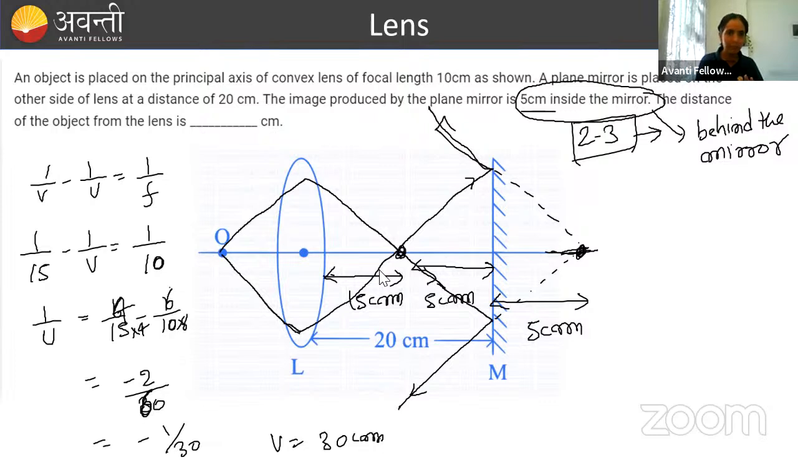And after you are done with that, you need to understand the language of the question. Language doesn't mean I'm talking about English. Here in the question, it was given inside the mirror. It means behind the mirror. So we just need to break the question step by step, draw the diagram, use the formulas, and you will get the answer. So here the answer is 30 centimeters. I hope it is clear.